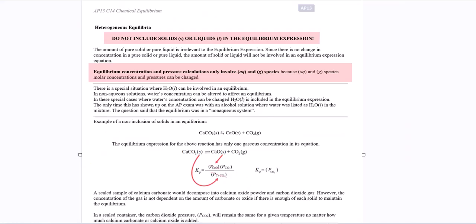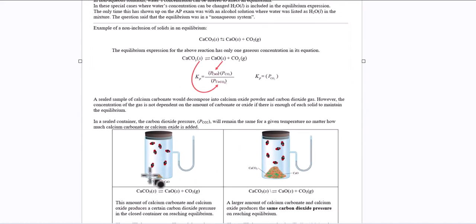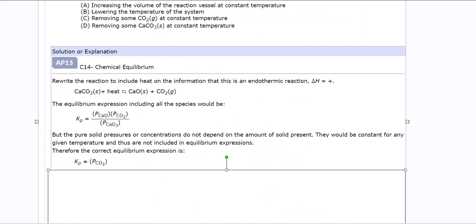Back to this image again. Let me run down here. Now here we've got a small pile of it. It's got no dealings in terms of changes, whether it's small or large. If it's a pure substance, I don't care how much you have of it as a solid, it's going to have the same effect in terms of an equilibrium. So we can basically ignore the solids because they're not going to change our pressure. Let me get back here.